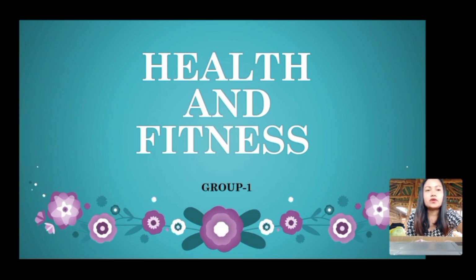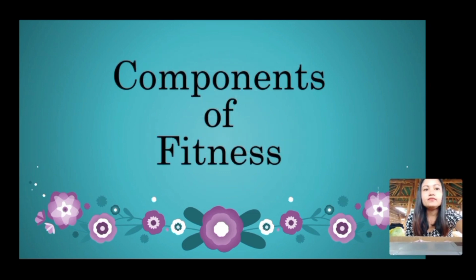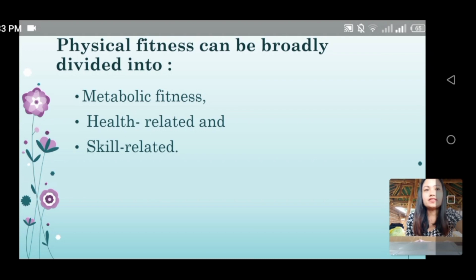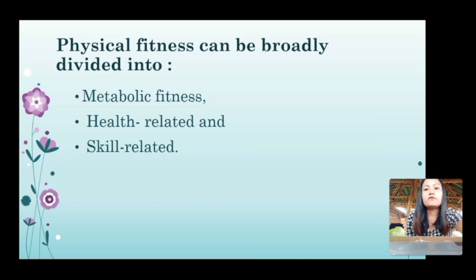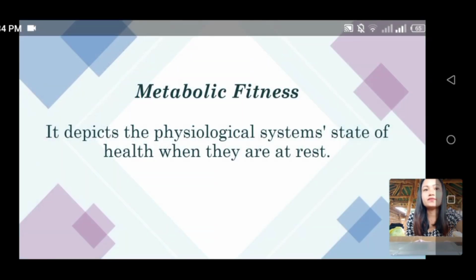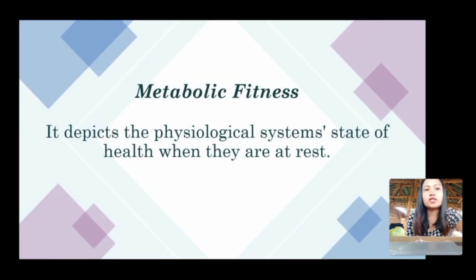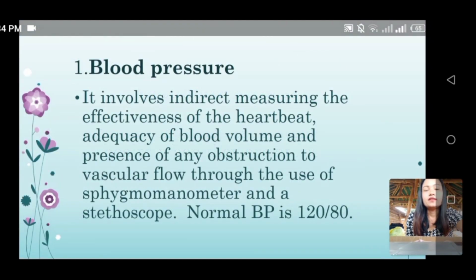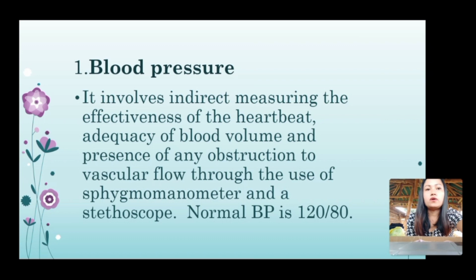I am the first reporter of Group 1, and my topic for today is all about the components of fitness. Physical fitness can be broadly divided into three: first the metabolic fitness, the second is the health-related, and the third is skill-related fitness. We're going to discuss first the metabolic fitness. It depicts the physiological system's state of health when they are at rest. And this is related to metabolic fitness.